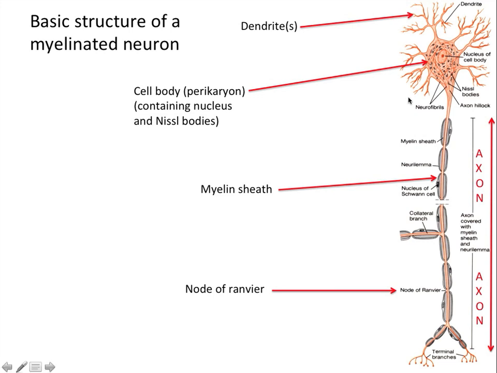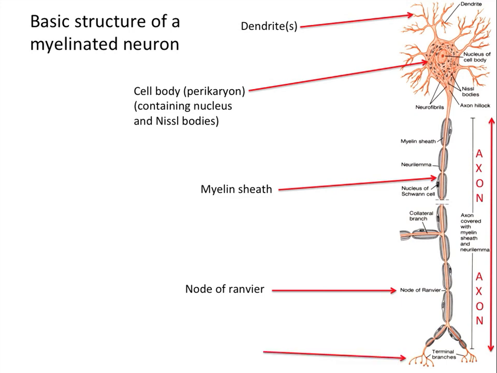And so what happens is that the action potentials actually jump from one node of Ranvier to another node of Ranvier. So it speeds up conduction. So that's two things that we've spoken about that speed up conduction. One is the fact that it's myelinated, and the fact that we have these little gaps in the myelin sheath allows electrical signals to jump between them.